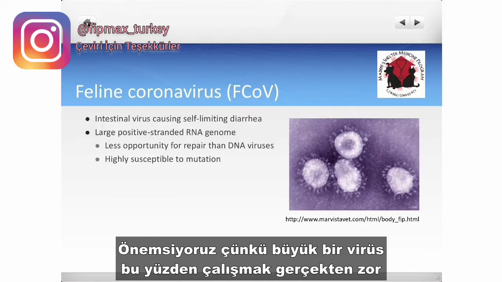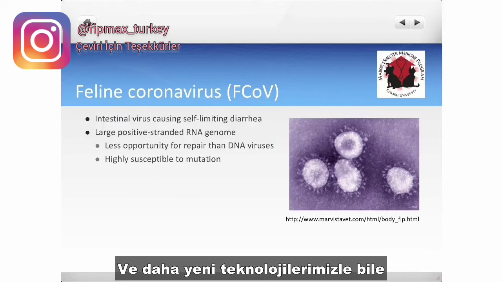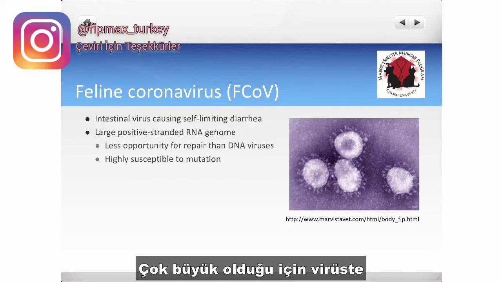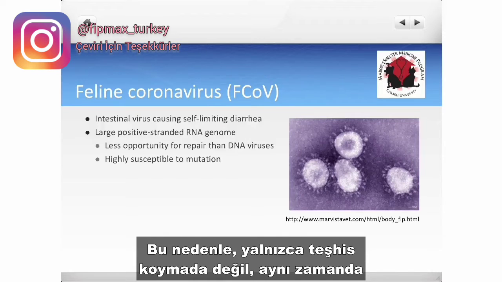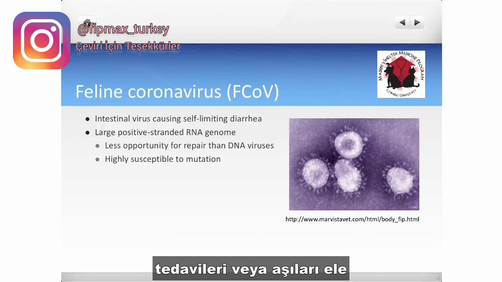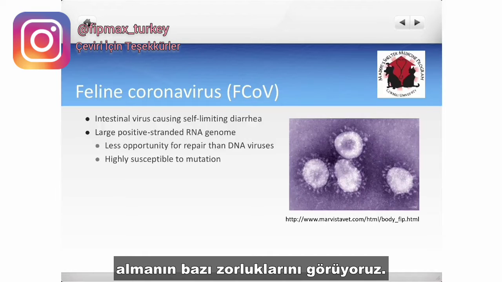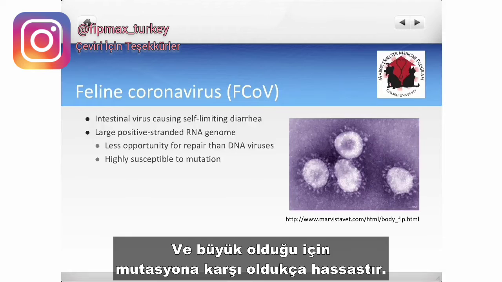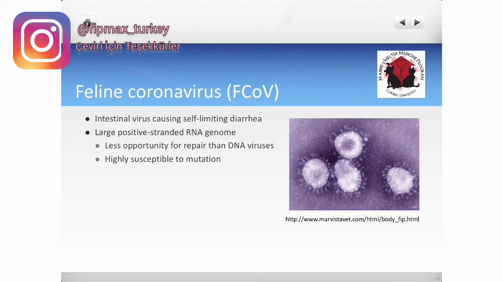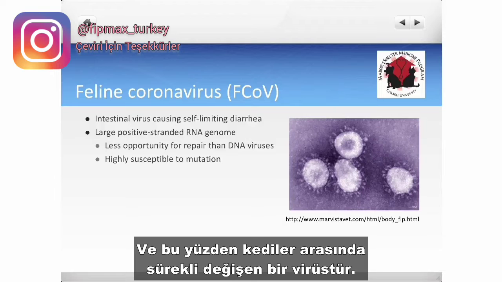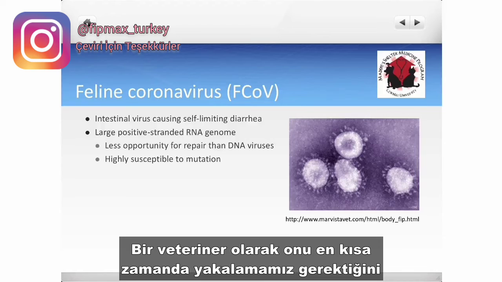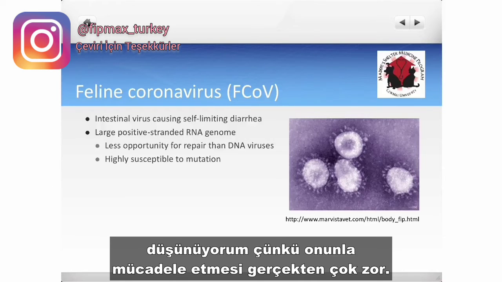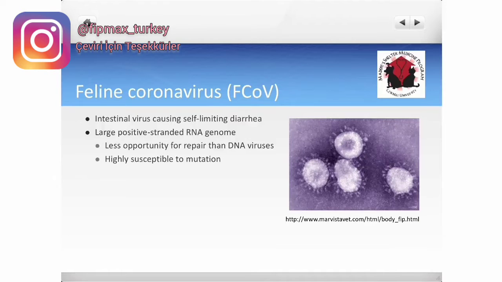Well, we care because it's a large virus, so it's hard to study, and it's hard to map even with our newer technologies. It's hard to sequence because it's so big. Because it's so big, there's more opportunity for mutations in the virus, and that's why we see challenges not only in diagnosing it, but in wrapping our hands around treatments or vaccines. Because it's so big, it is highly susceptible to mutation. It's a mutable virus that's changing all the time, changing between cats. As a veterinary profession, we're chasing it as quickly as we can, but it's a really hard thing to wrestle with.